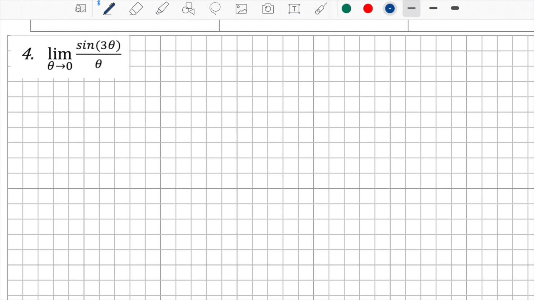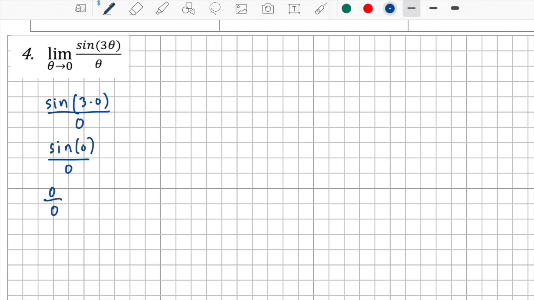Okay, let's find another limit. So here we go. Let's do this again. So this time we want to find the limit as theta approaches 0 of sine of 3 theta over theta. If I plug it in, I know something's going to happen. So 3 times 0 over 0, that gives me sine of 0 over 0, but sine of 0 is 0, so we end up with 0 over 0. So that's not possible. We have a limit that is indeterminate.